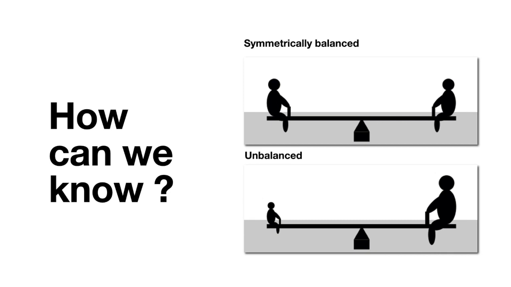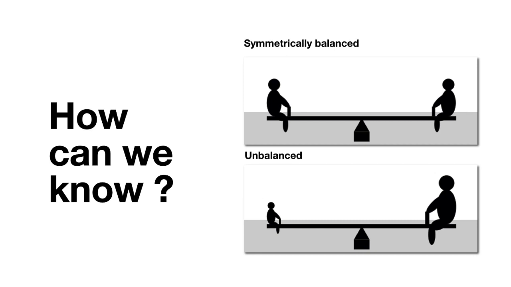I remember playing seesaw when we were kids. It's exactly the same thing. First picture, at the top. You remember when you and your friend have the same weight, the seesaw is just hanging in there. We call this symmetrically balanced. And what about the picture at the bottom? Something is wrong here, right?